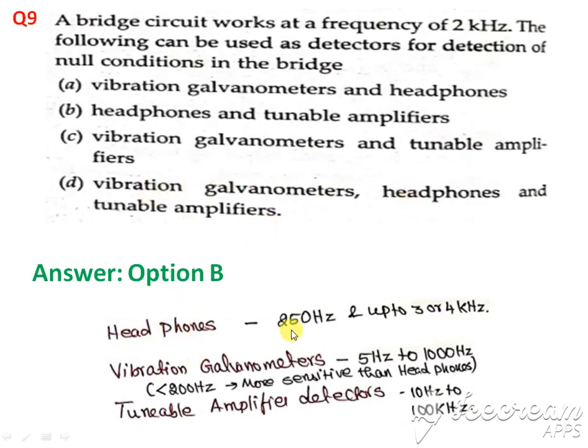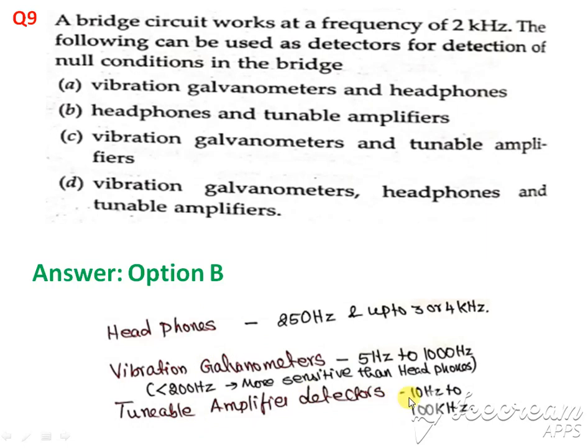Normally headphones is used in the range of 250 Hz up to 3 to 4 kilohertz. So this is applicable. Headphone is one of the answers. Vibration galvanometer is used from the frequency of 5 Hz to 1000, and it also provides more sensitivity in the case of frequency range less than 200. So 2 kilohertz is not possible for vibration galvanometer.